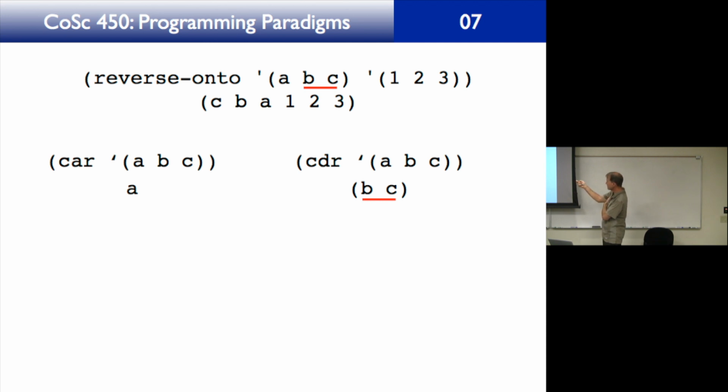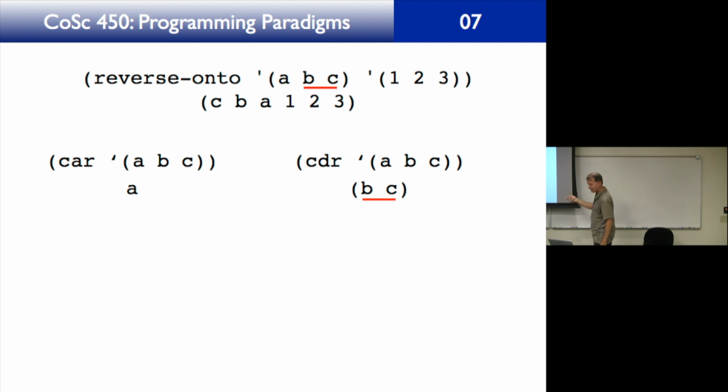And what I'm saying is, do you see that the car of ABC is A and the cooter of ABC is BC? So what would you do with the BC? How would you call reverse onto? Does anybody see it yet? The car on the rest. Yeah, you cons A, and you reverse onto BC, BC onto the 1, 2, 3, and then what?